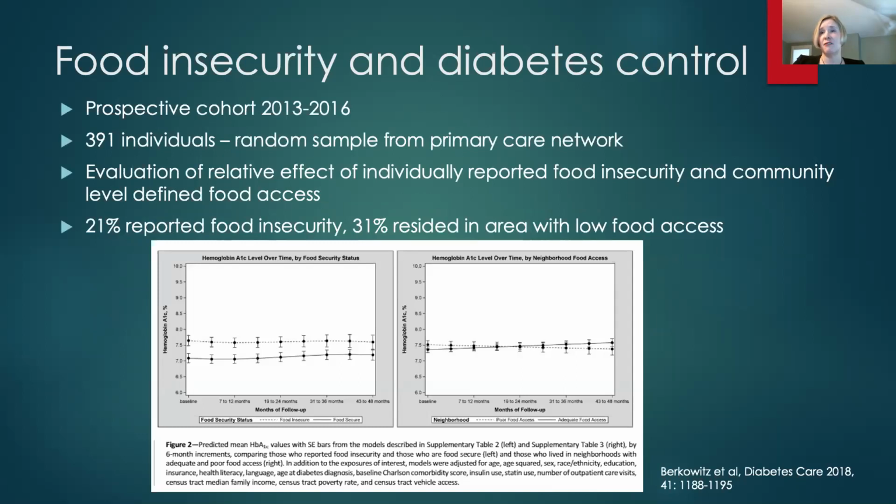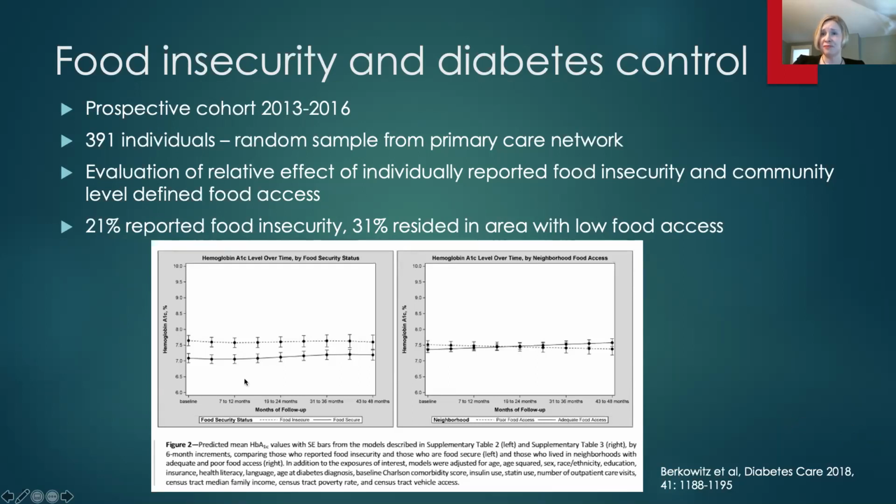Having looked at some cross-sectional studies, this next study is a prospective cohort that was recruited primarily from a primary care network with a mean age of 62. Again, a predominantly non-Hispanic white population, majority privately insured or on Medicare and using insulin. They assessed the effect of survey-defined food insecurity, using the 6-item USDA food security module, and community level food access, where low food access was defined as not having a supermarket within 1 mile in an urban area or 10 miles in a rural area. And the mean follow-up here was 37 months.